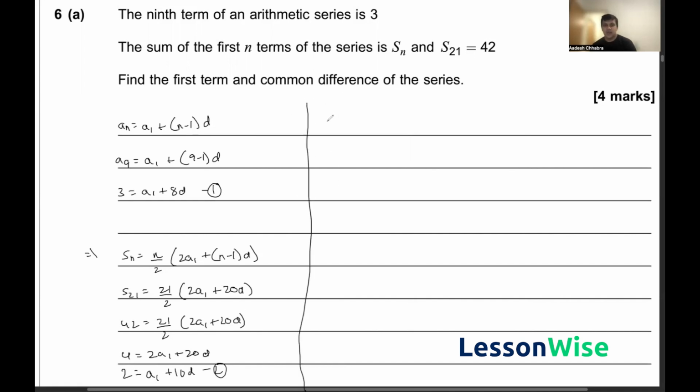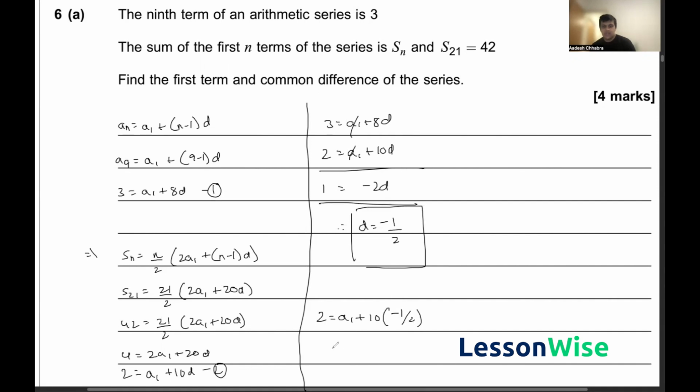So now we have two equations. We have 3 is equal to a1 plus 8d, and 2 is equal to a1 plus 10d. We can solve these simultaneously. Since we have a1 in both equations, we can eliminate them, and we're left with 1 is equal to minus 2d, and thus d is equal to minus a half. So we now know that our common difference is equal to minus a half, and now we can substitute this value into any one of the equations. Let's go with the bottom equation. So we have 2 is equal to a1 plus 10 times minus a half. And so a1 simplifies down to 7, hence solving this part.